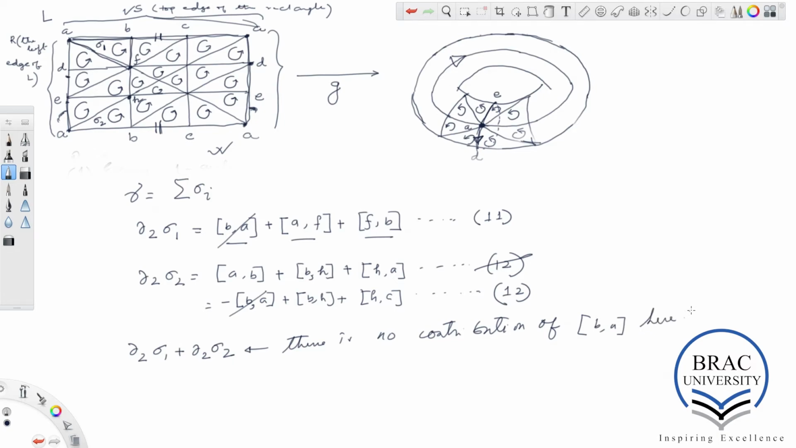So what does it mean? It means that when we try to compute del 2 gamma, which is nothing but sum of all the expressions like del 2 sigma i, it is going to be 0 on the one simplex a comma b, right?